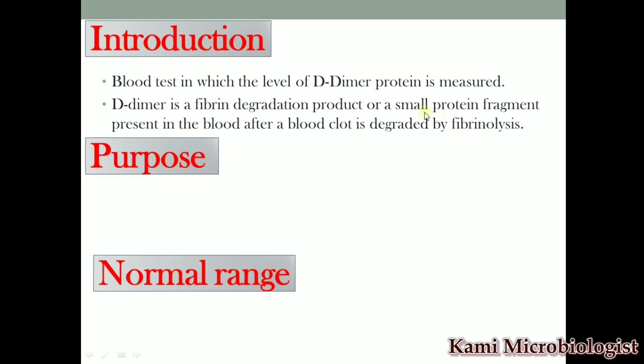And let's suppose if the D-dimer is present, it will not allow the blood clot to form, so it actually prevents the blood clot. So this is the abnormality. In this test we mostly see the level of the D-dimer. So this is a little bit of introduction related to the D-dimer test.